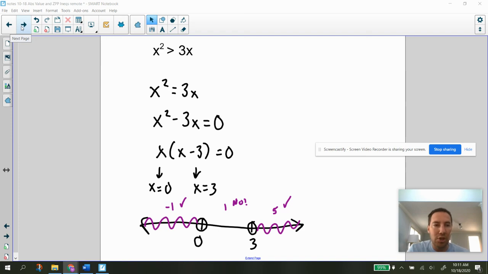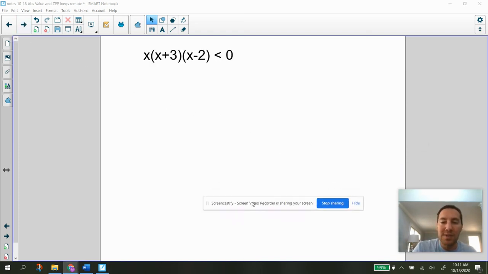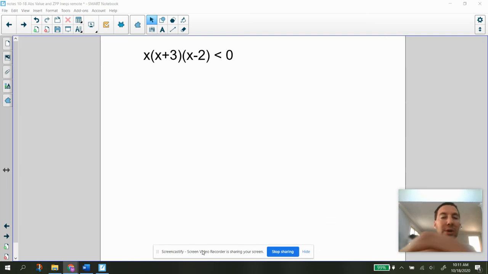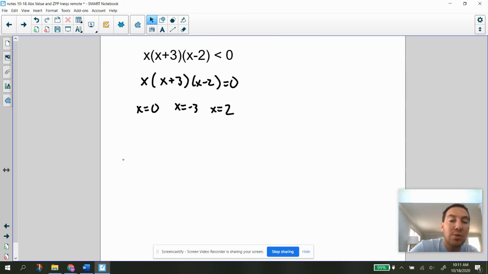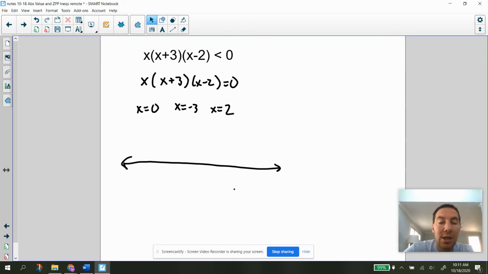All right, we got one more to show you, then I'll give you a practice, and then I'll get you out of here. What if you have something like this? The steps are going to be the same. You are treating it like an equation. So you're getting your answers of 0, -3, and +2. You're throwing those numbers on a number line. You're leaving your circles open because it's less than, not less than or equal to.